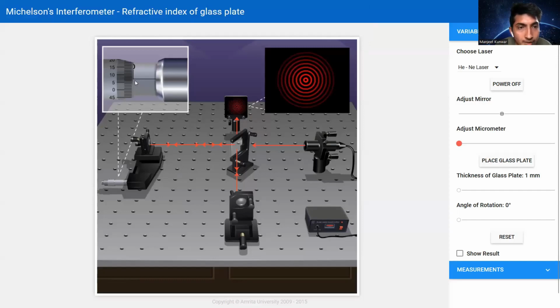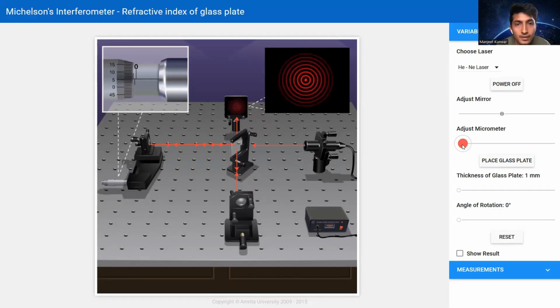There are two. For our perpendicular scale reading, we have to look at that arrow, and for the horizontal scale reading, we count this arrow. Again, we have a bright fringe, and our horizontal scale reading is 2, and perpendicular scale reading is 5.